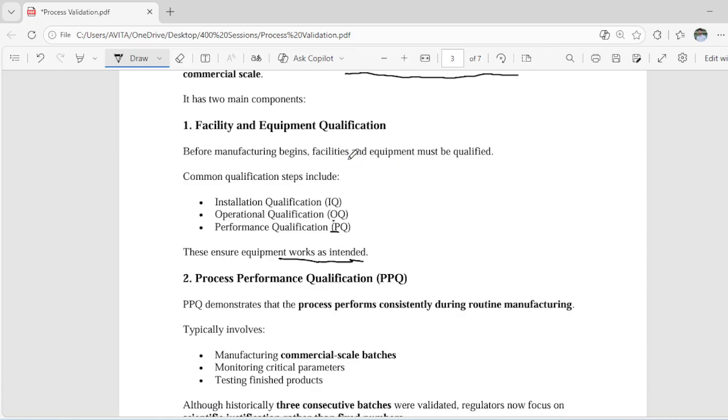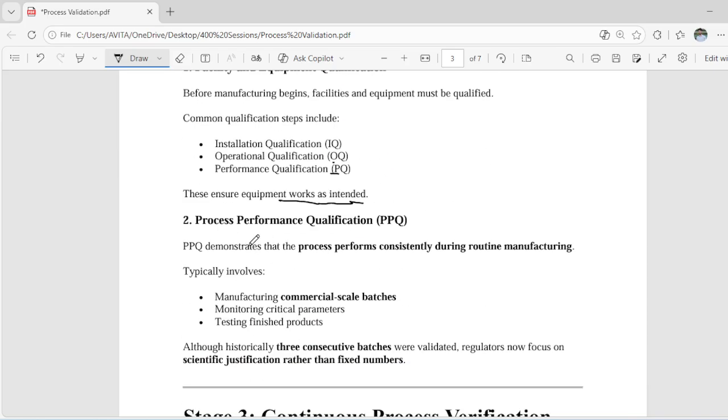The second step in process qualification is the process performance qualification, PPQ. The process performance qualification demonstrates that the process performs consistently during routine manufacturing. It typically involves manufacturing commercial scale batches, monitoring the critical parameters and testing the finished product. Although historically three consecutive batches were validated, regulators now focus on scientific justification rather than fixed numbers.